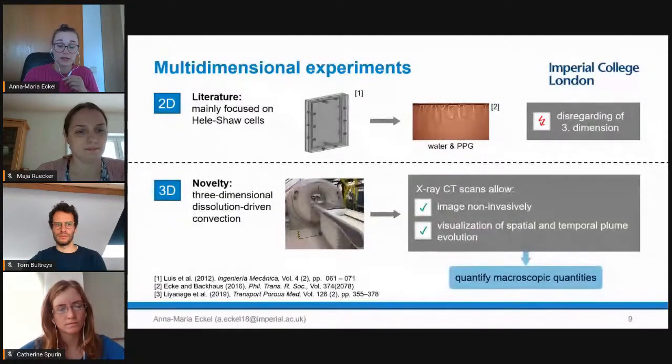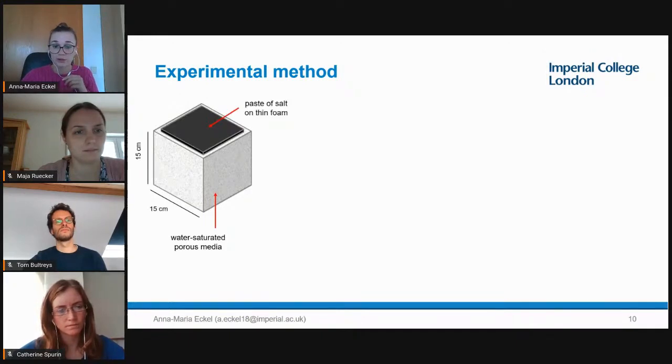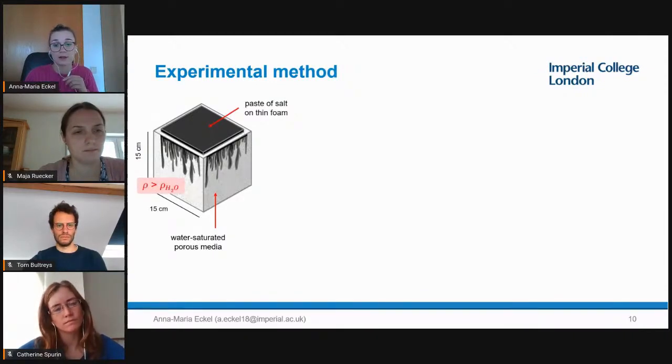3D experiments on density-driven convection are still a novelty, but we are lucky because we have access to a CT scanner in the department, and therefore we are able to visualize the plume evolution in 3 dimensions. In order to do that, we fill a box with porous media saturated with water and place a thin foam on top, where paste made of salt and water is spread onto it. And due to a higher mixed density than the pure water, a finger pattern develops.